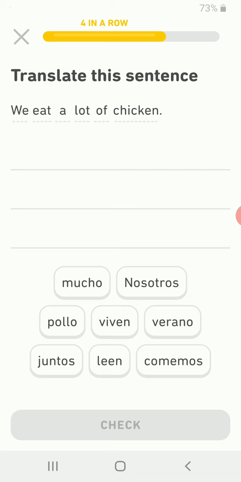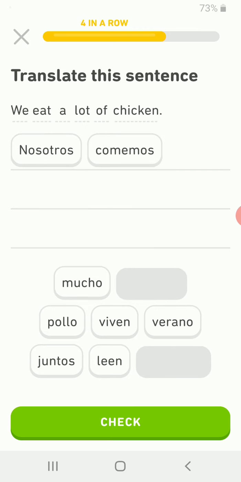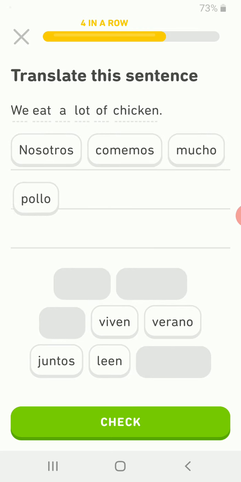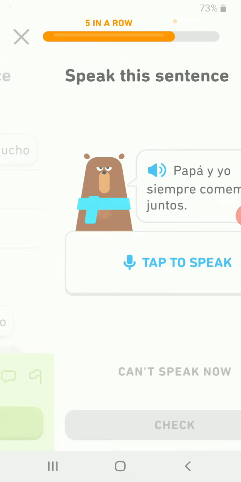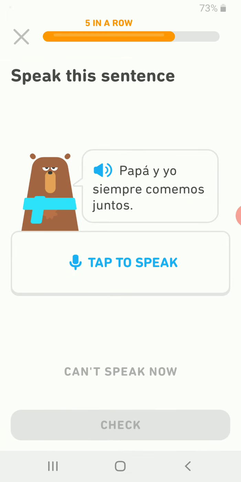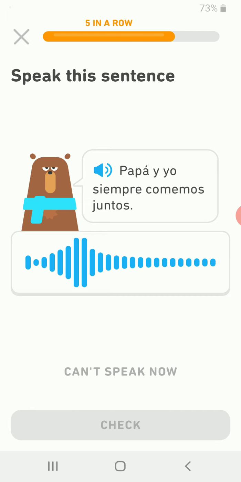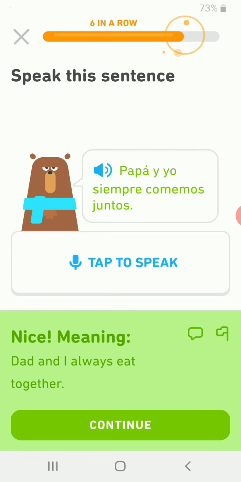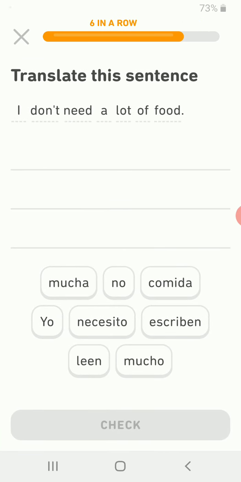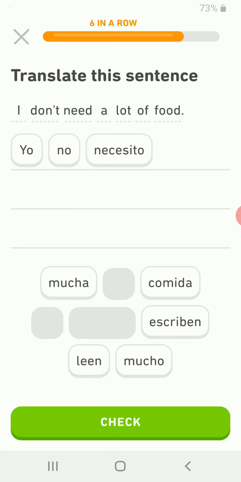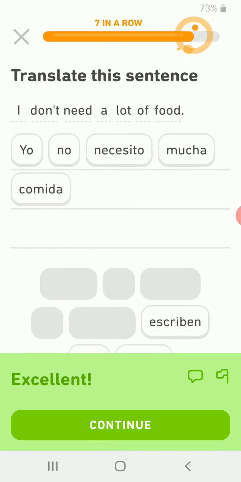We eat a lot of chicken. Nosotros comemos mucho pollo. Papá y yo siempre comemos juntos. So Dad and I always eat together. And translate this sentence: I don't need a lot of food. Yo no necesito mucha comida.